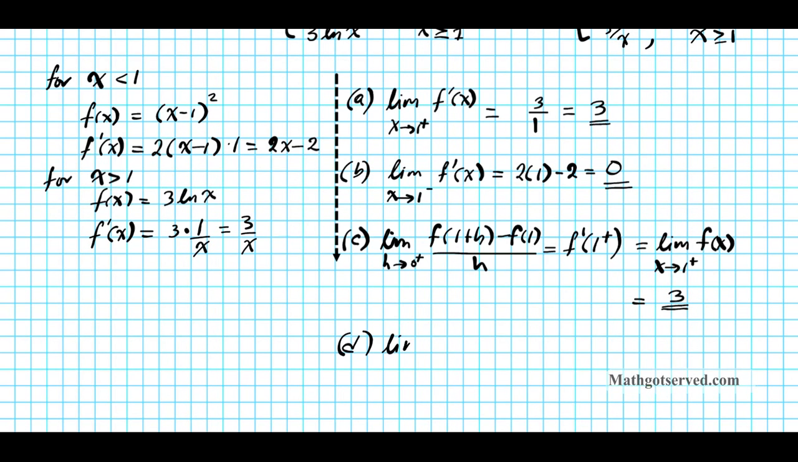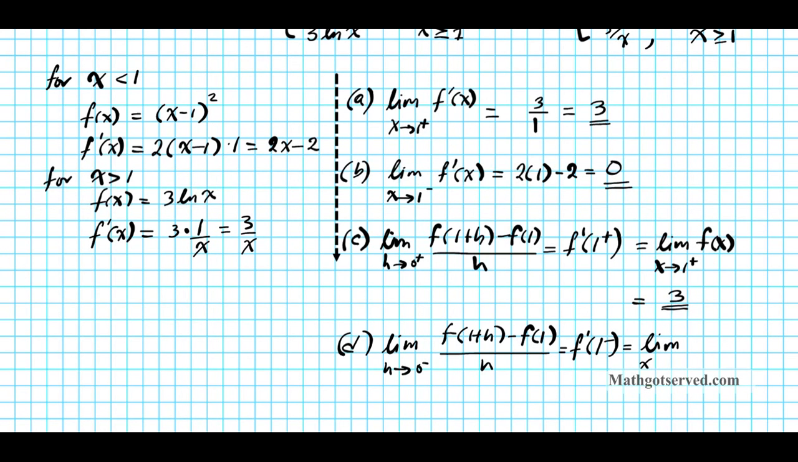The limit as h approaches 0 from the left of f of 1 plus h minus f of 1 over h. This is the left-handed derivative, as you're approaching the value of x, which is 1. So that's f prime of 1 from the left, which is the same thing as part B, as you might have expected.